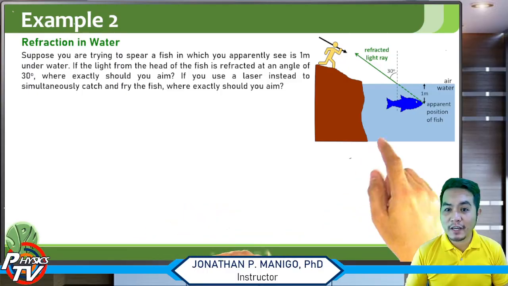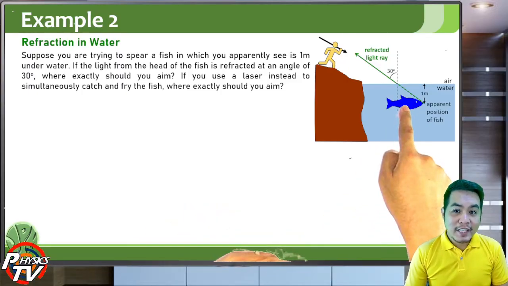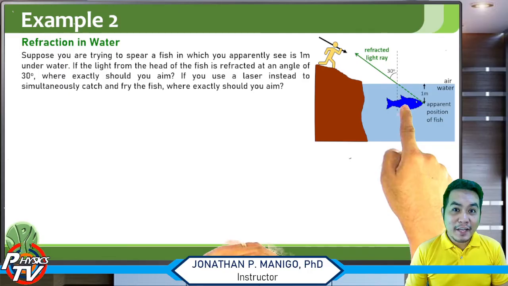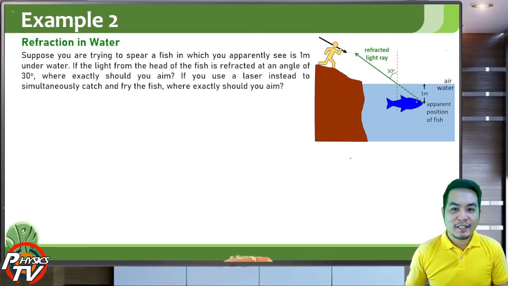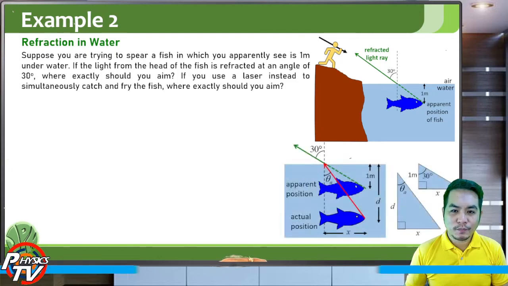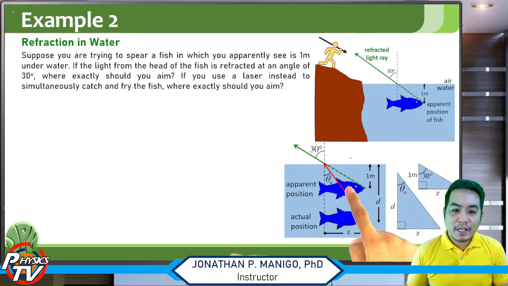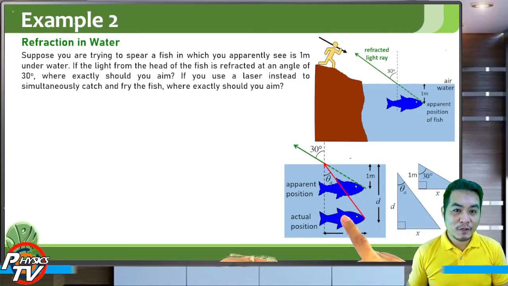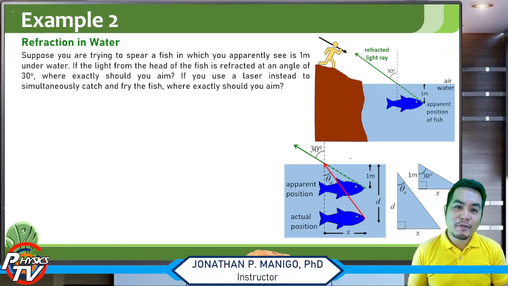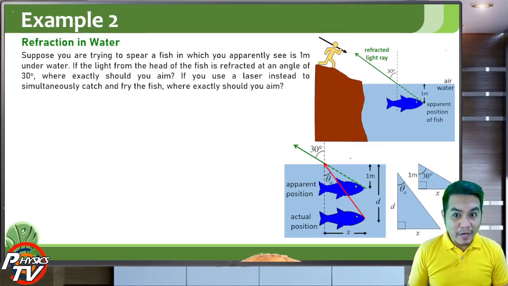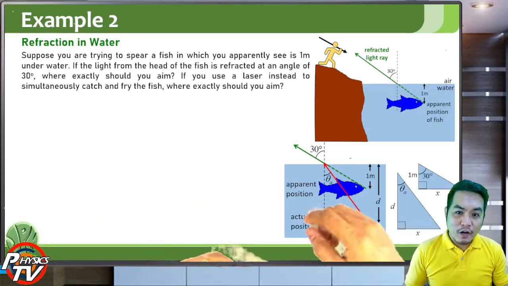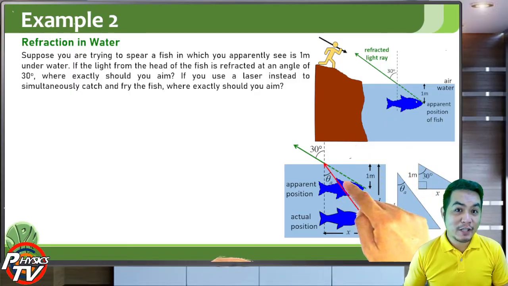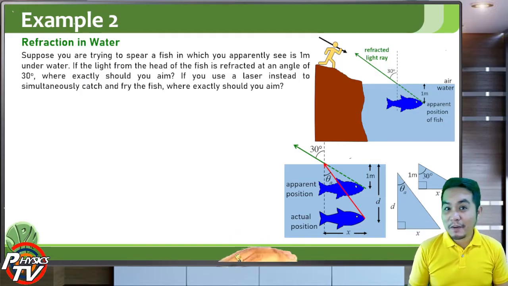But take note, as I mentioned earlier, the fish that you see is actually just an image. That's not the actual fish, because light rays from the actual fish are bent when they go to you. So what you see is the image, the apparent position of the fish, but the actual fish is below. So if you want to spear this fish, you should aim lower, because the actual fish is under the image that you see. Again, that's because of refraction.